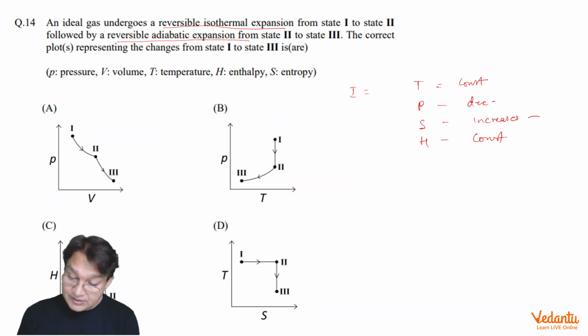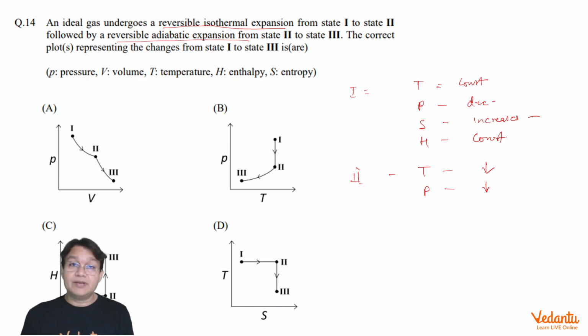Similarly, if we talk about the second process, the temperature here should decrease because it is reversible adiabatic expansion. Pressure here should also decrease because we are allowing the pressure to become less, and that is why the system is expanding, and that is why the temperature is dropping because gas is doing some work. Entropy is constant in this process because it is an isoentropic process. System's entropy is not changing, and enthalpy is, of course, since temperature is decreasing, enthalpy is also decreasing.